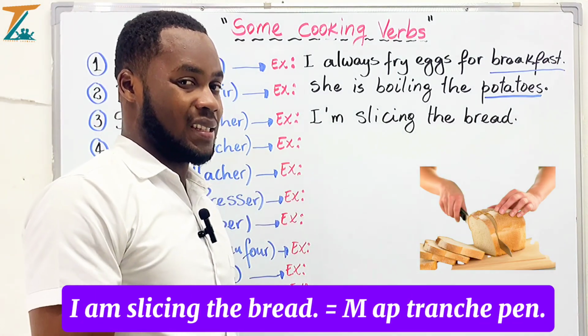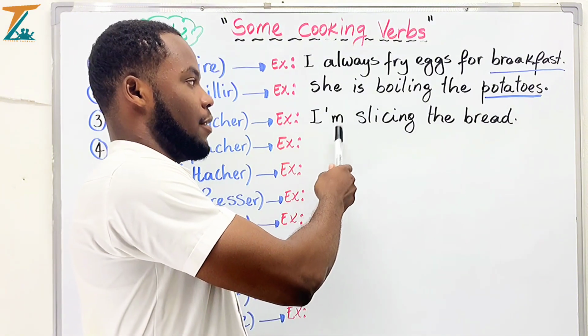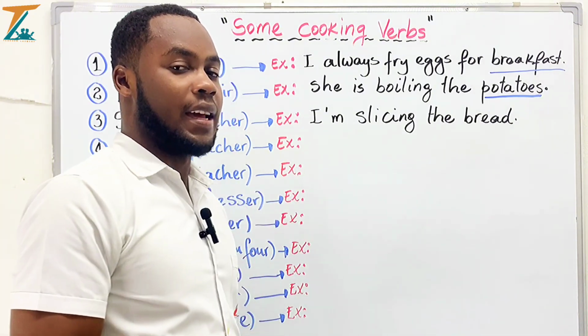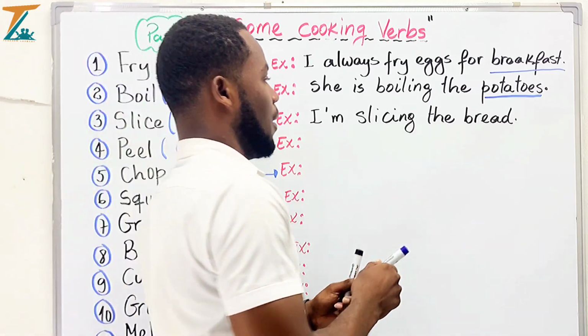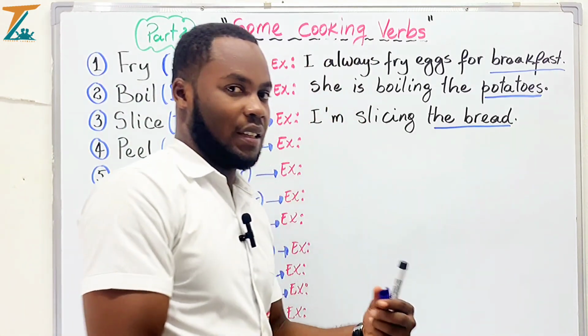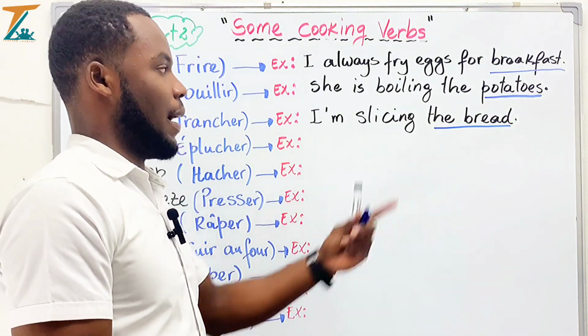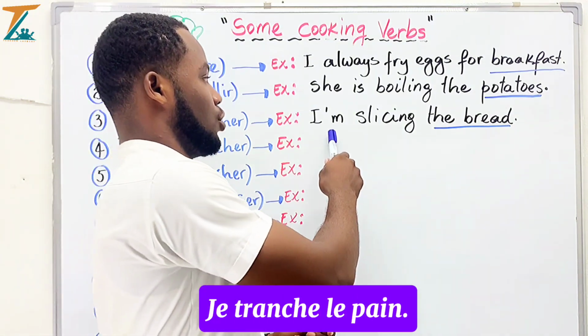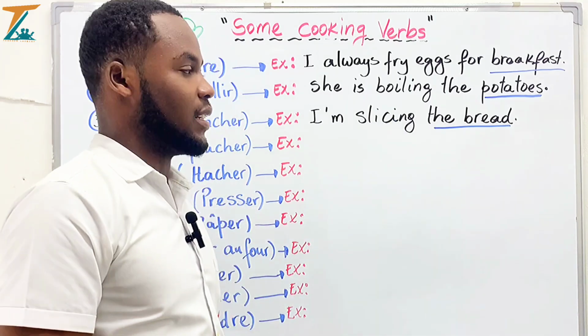Okay, let's repeat this sentence together. I am slicing the bread. I'm slicing the bread means map tranché pain. Okay? Action ap fait. I'm slicing the bread. Map tranché pain. Je tranche le pain. Okay? Je tranche le pain. I am slicing the bread.